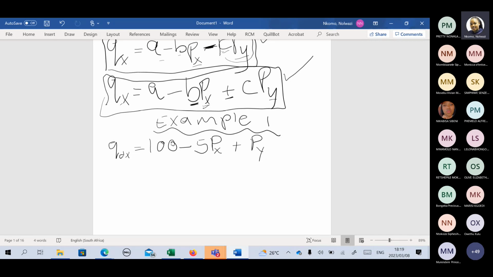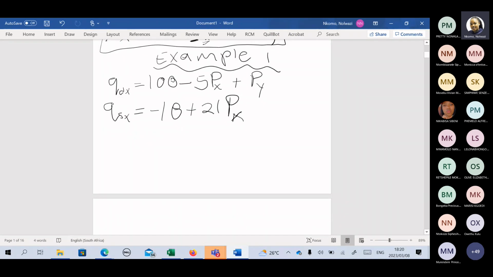And we're given the supply function again as Qxs is equal to minus 10 plus 21px.